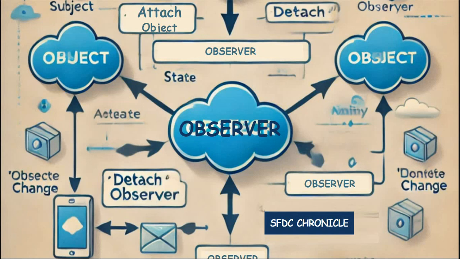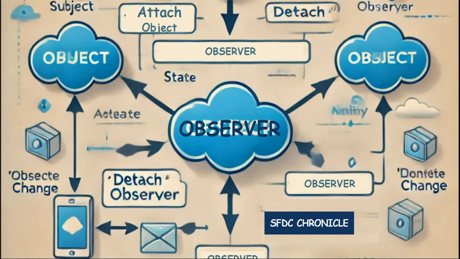So let's start then. What is observer design pattern? The observer design pattern is a behavioral design pattern where one object, that is the subject, notifies multiple dependent objects, that is the observers, automatically whenever its state changes. This helps in keeping different parts of the system loosely coupled and synchronized without direct dependencies.